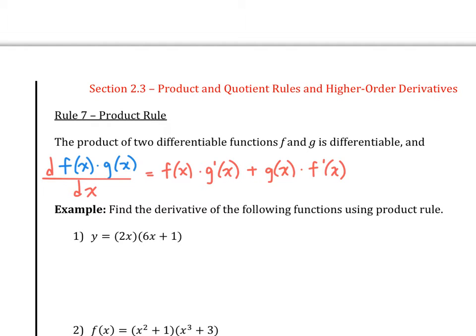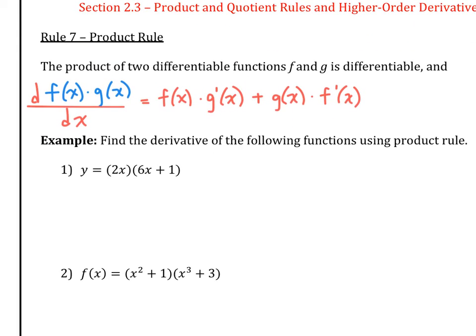When you have two functions, so remember it's two functions, the functions are both in terms of x, multiplied together, then what you're going to do is take the first function times the derivative of the second one plus the second one times the derivative of the first one. So for example, the following question, y equals 2x times 6x plus 1. So you can think of it as two functions.